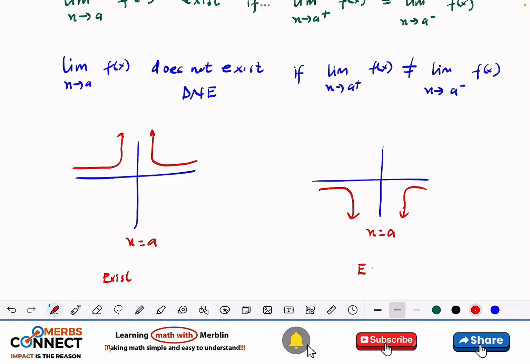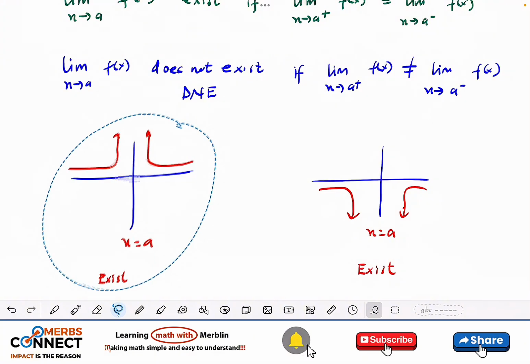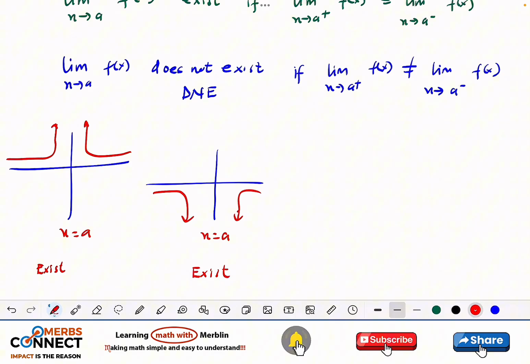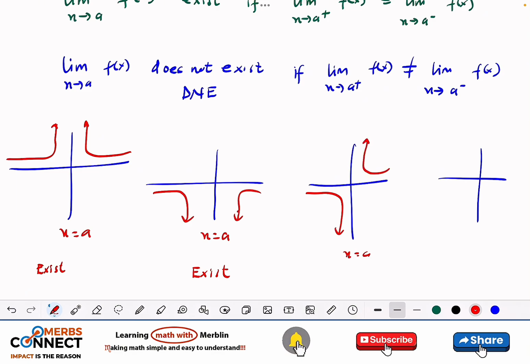Then we can also say that this exists. But the big question comes in. What's the big question that we want to talk about here? The big question comes in when we have something like this. If I have another one here, but now on A from the left, I go down, and then on the right, I go up, then this does not exist.